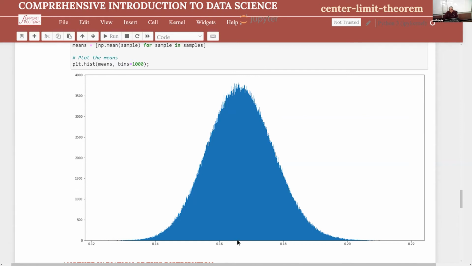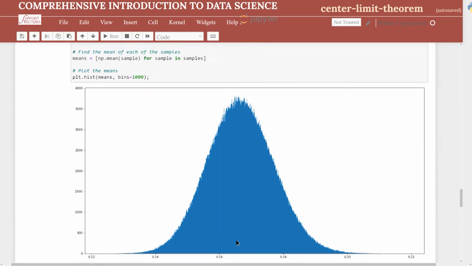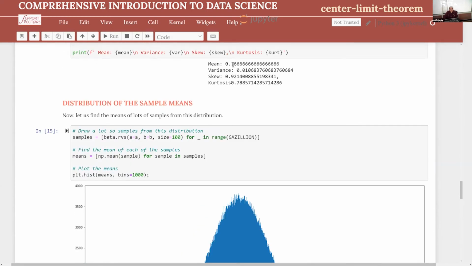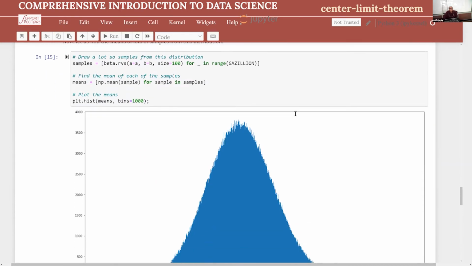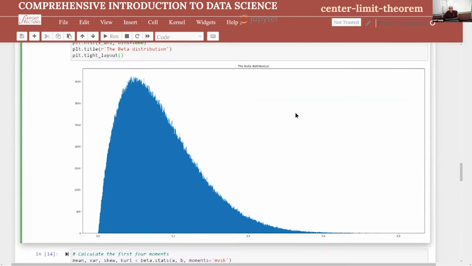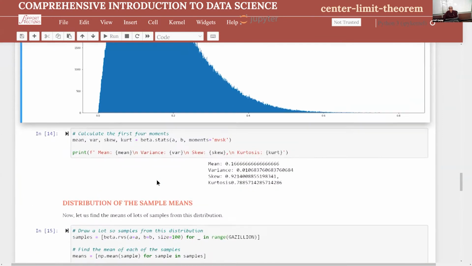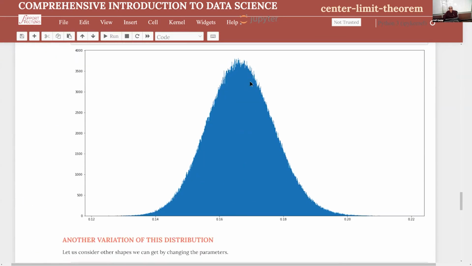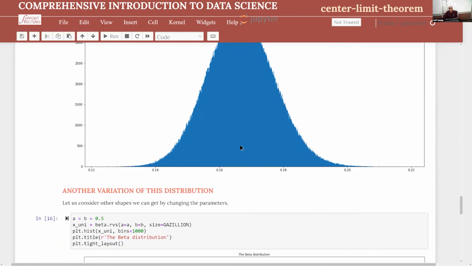0.167 or something like that. And what is the real value supposed to be? 0.166. Do they agree with each other, guys? And isn't that magical? The two distributions look so different. This is the distribution, but irrespective of that, the mean of means shows this. I mean, the means show this distribution.